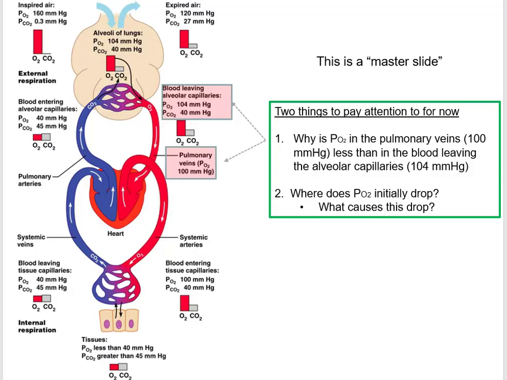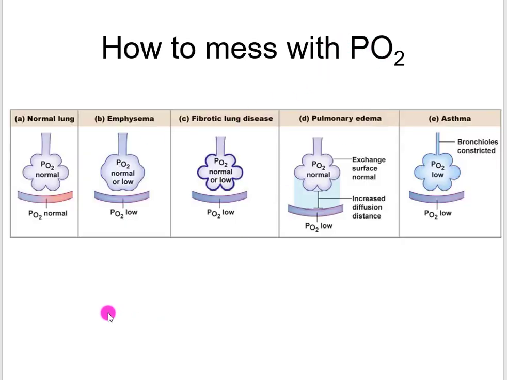And this might actually be better served in a future lecture. But if this is the PO2 in the lungs right over here, what are some ways that we can actually mess with that? How can we interfere with the PO2 in the lungs? Well, here, this is a normal lung. PO2 is normal. If you have emphysema, then you're not getting quite as much, you actually have a loss of lung tissue. So the PO2 might be normal, or it could actually be on the low end.